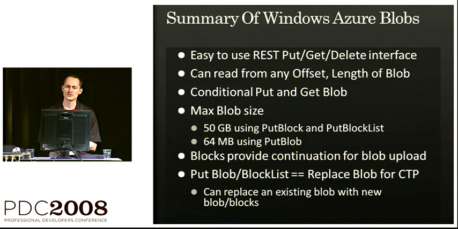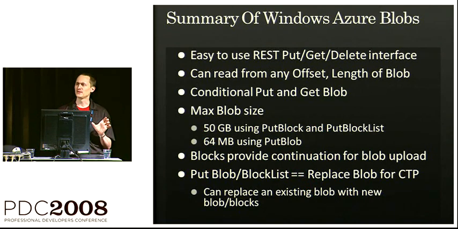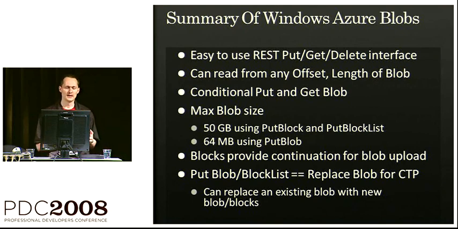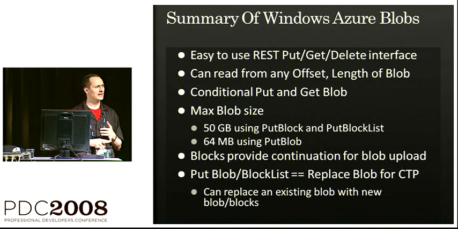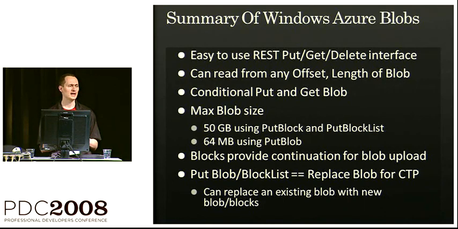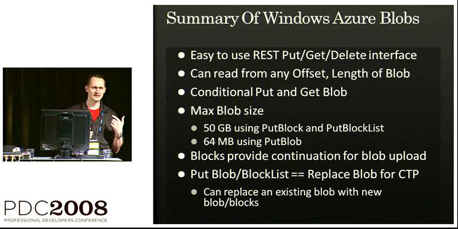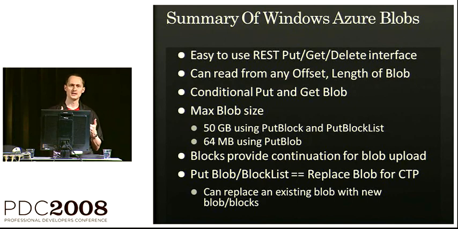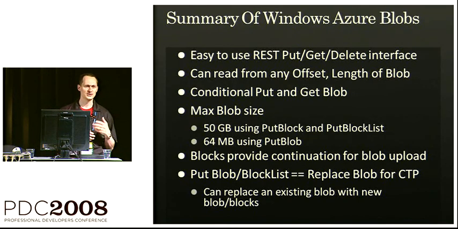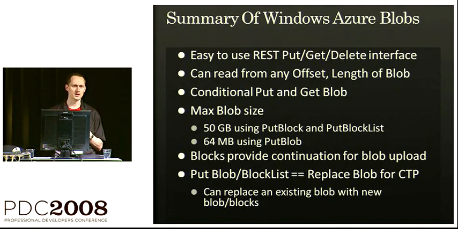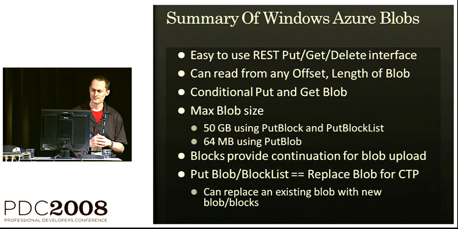So in summary, for Windows Azure blobs, we provide an easy REST put, get, and delete interface where you can read from the whole blob, or you can read from a given offset and length for the blob. And there are some additional features I didn't have time to go into in this talk, which are pretty rich, such as conditional put and get. With conditional put, you can actually treat the blob store as a store providing optimistic concurrency. So you can conditionally put a blob based upon if nobody's actually updated that blob since you've last read it. Similarly, with conditional get, you can actually conditionally get a blob based upon if it's been modified or not, depending on what you want to use.